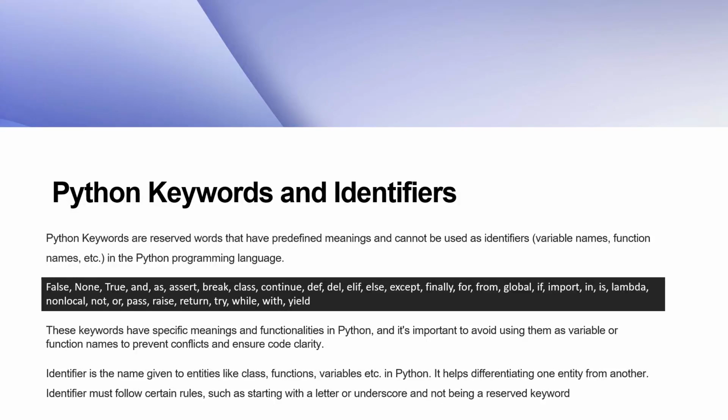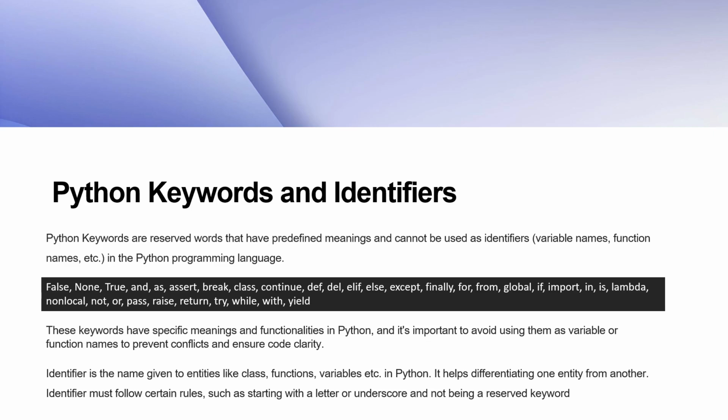In this video, let's explore the importance of Python keywords and identifiers. In Python, keywords are reserved words that have predefined meanings and cannot be used as variable names or any other identifiers in your code. So, they play a very crucial role in the language's syntax and structure.